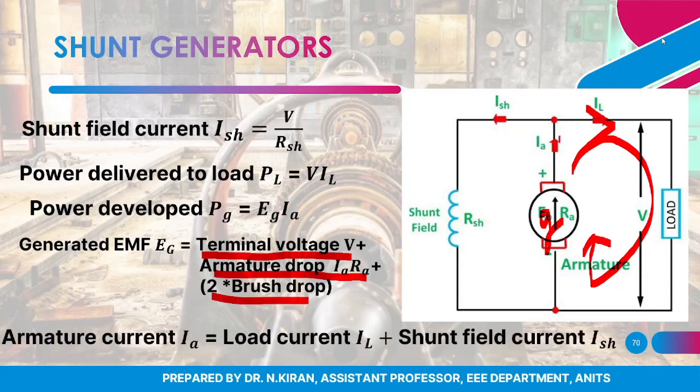And at this junction, if I apply KCL, the entering current is IA, and the leaving currents are ISH and IL. So according to KCL, IA will be equal to the load current IL plus the shunt field current ISH.